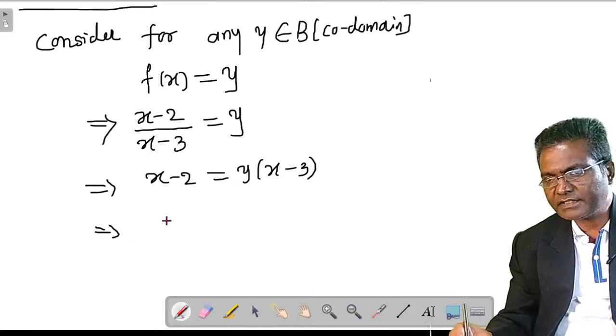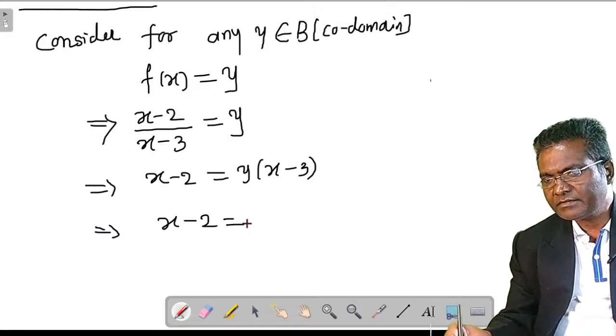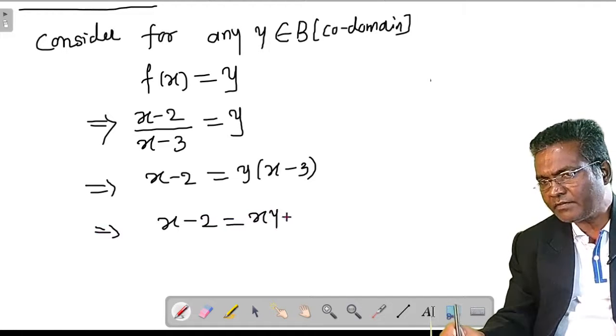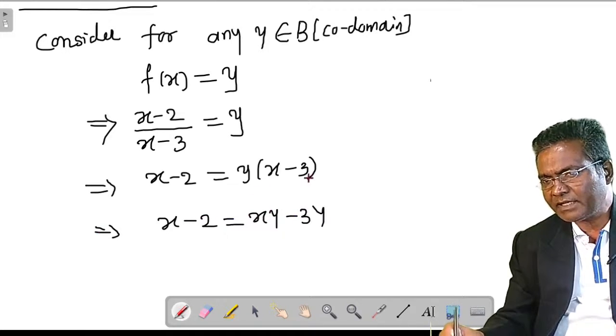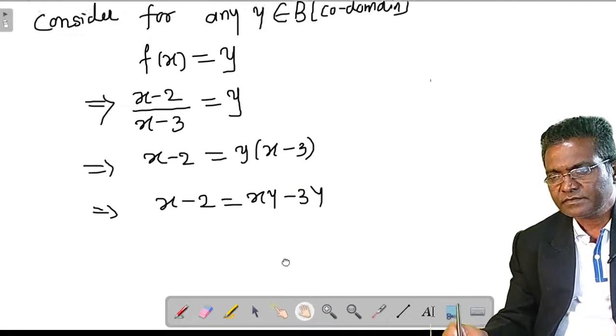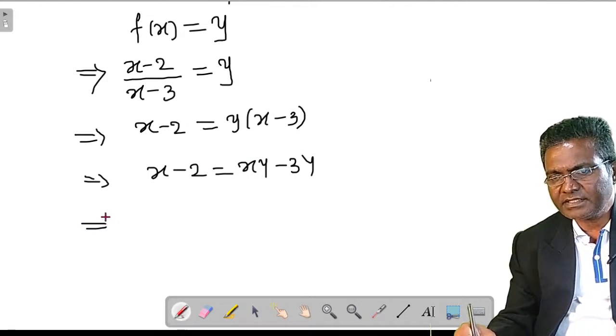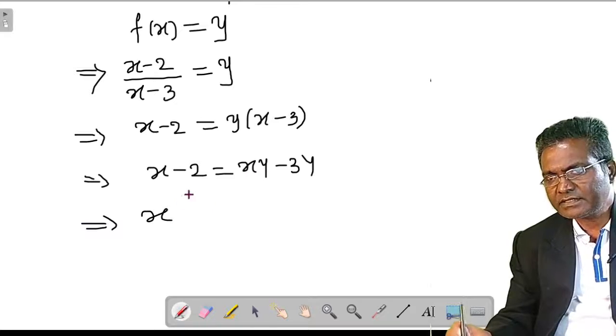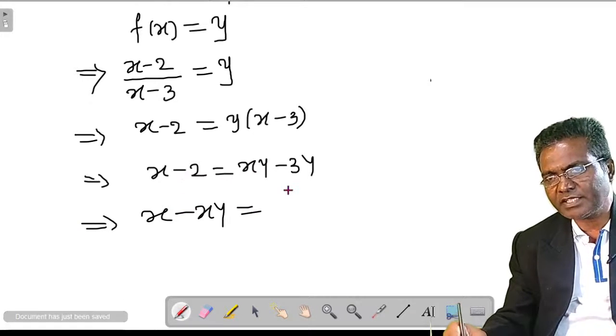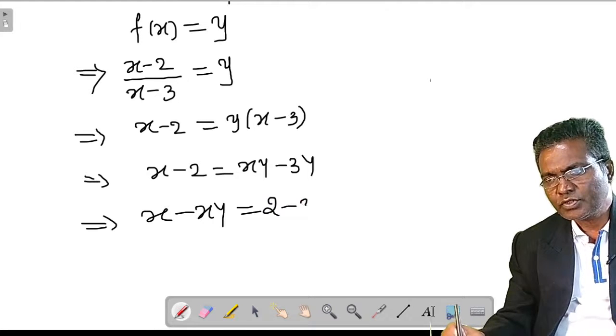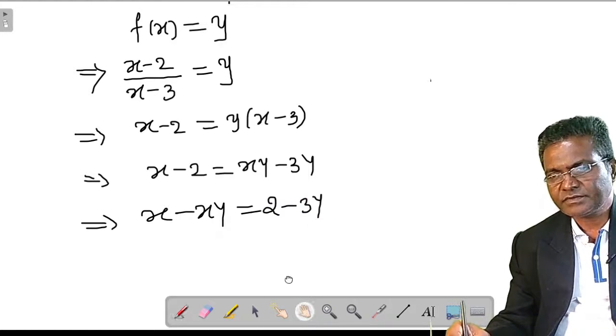We have to find x. x minus 2 is equal to xy minus 3y. Okay, multiply this. Now bring the x term to this side. x minus xy is equal to, bring this minus to this side, it becomes plus 2, minus 3y.